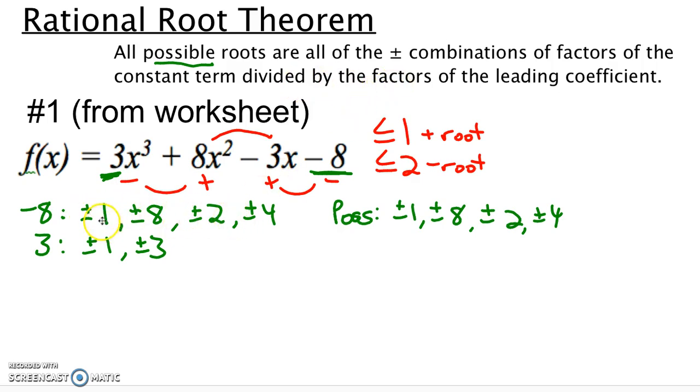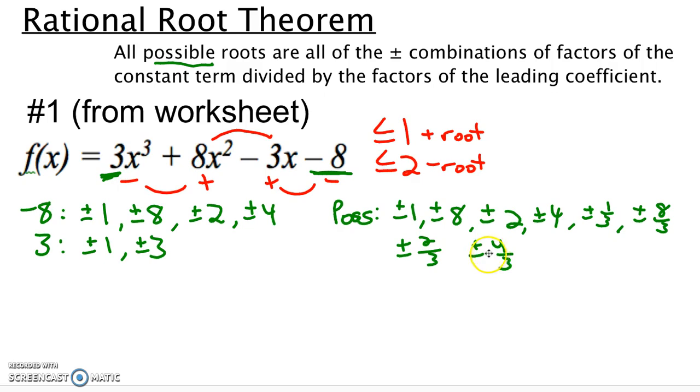I used all of those because any of those over 1 will give me all of those again. But all of these also have to go over 3. So 1 over 3. So positive and -1/3. 8 over 3. So positive or -8/3. 2 over 3. Positive and -2/3. And 4 over 3. Positive and -4/3. These are all the possibilities.